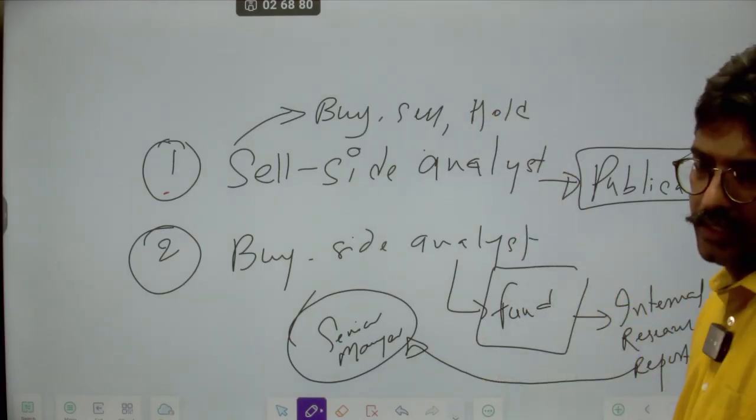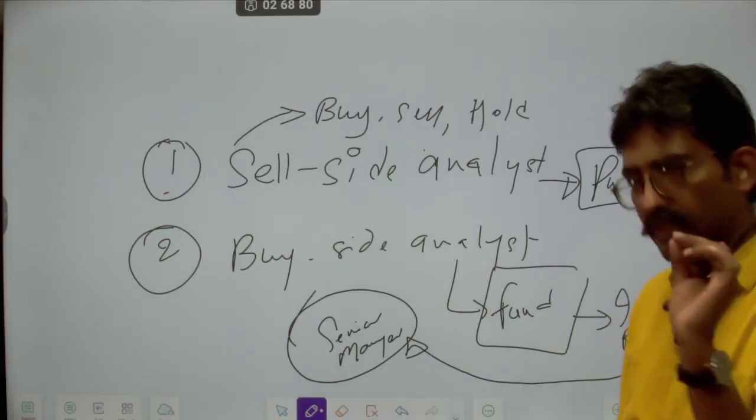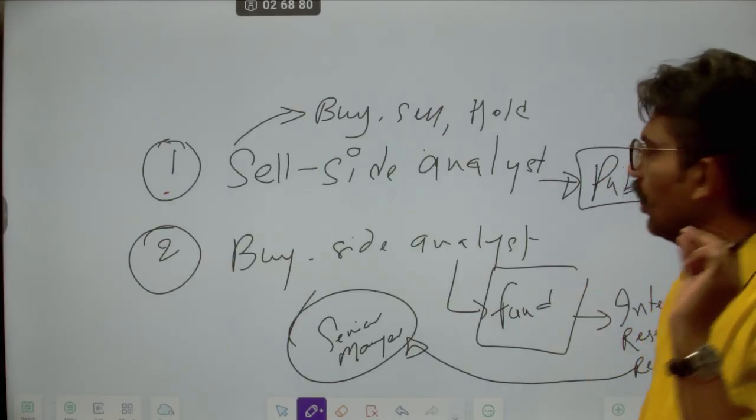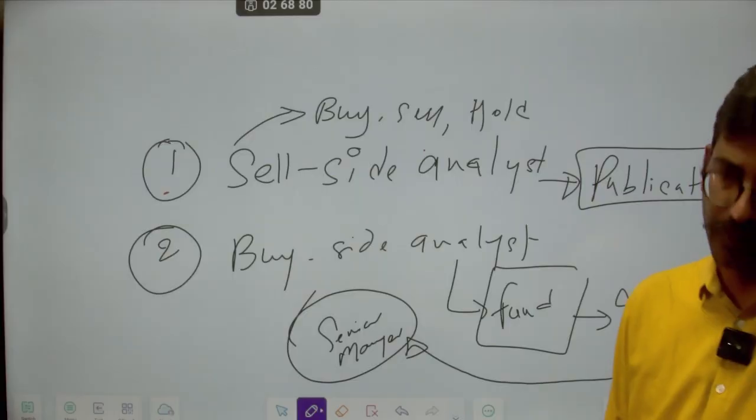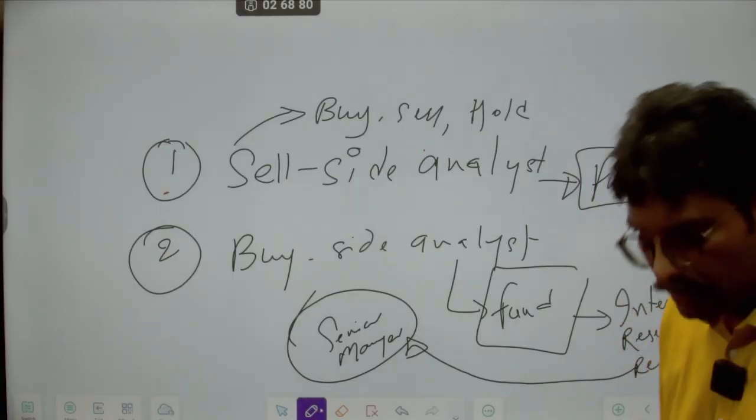Usually these are the categories. So if you go to trend line, you will see that the research reports have either a buy or a sell or a hold recommendation. That is how it is put on the research report.